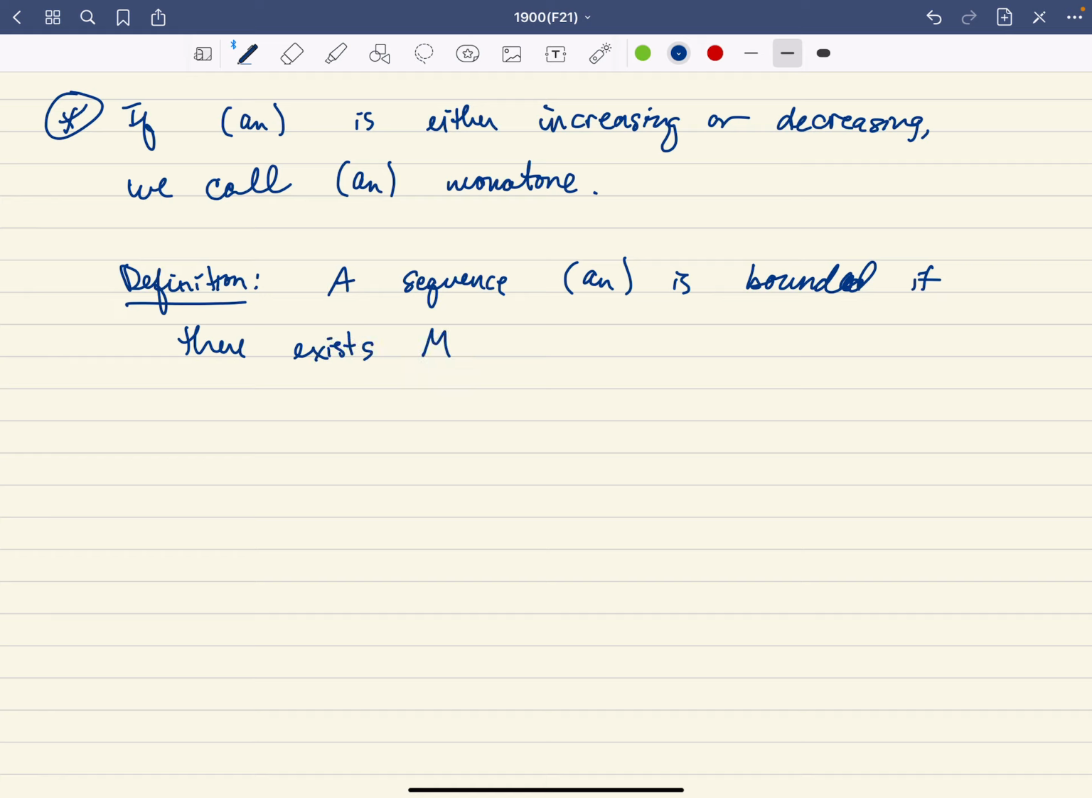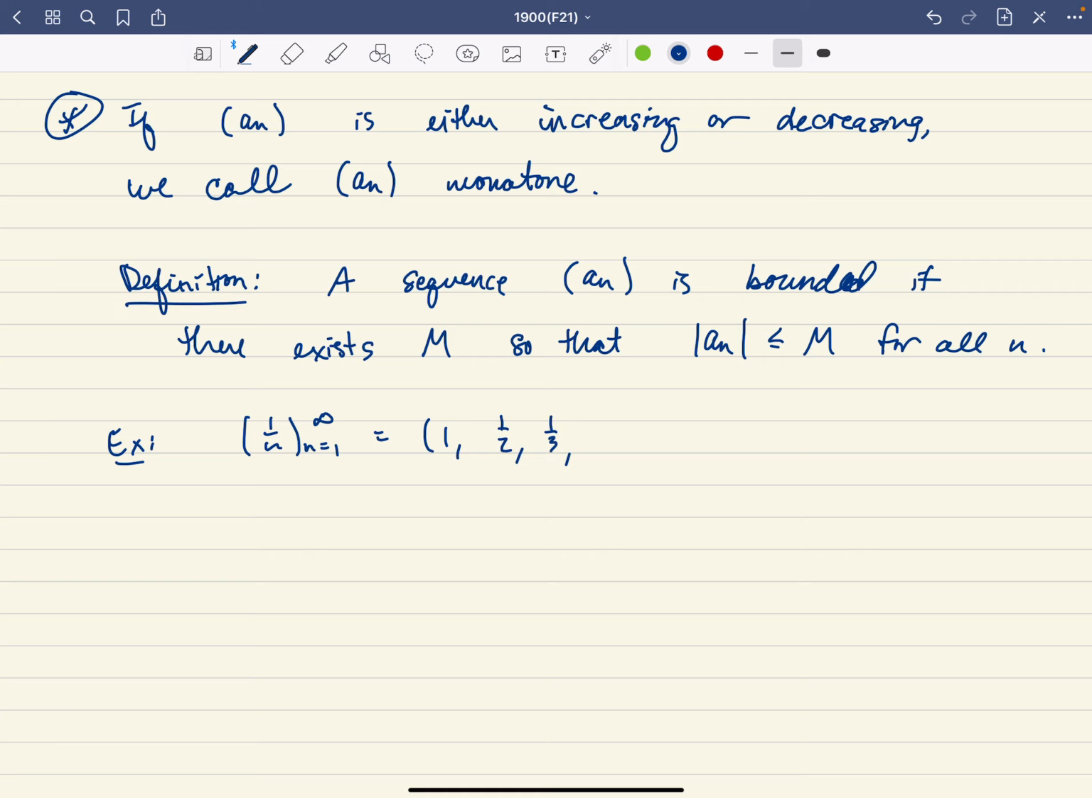Actually, let me call it m. So that all of the values a sub n are less than or equal to capital M, for all n. So for example, if we look at the sequence 1 over n, as n goes from 1 to infinity, this is a bounded sequence. So we had 1, 1 half, 1 third, 1 fourth, and so on. And the reason why we know it's bounded is that we can find a number.